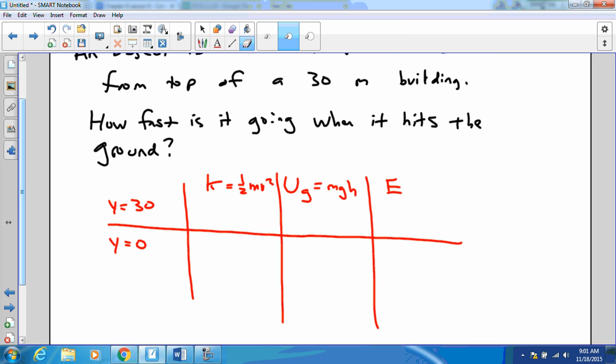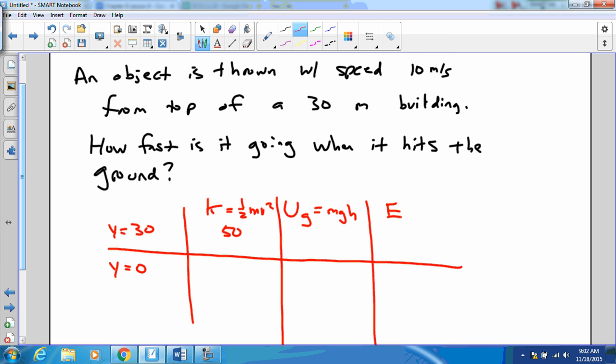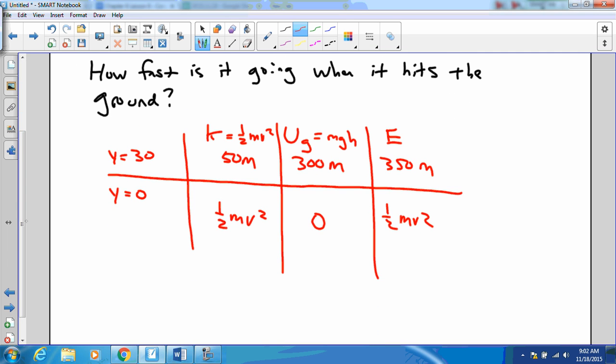When I do this, I get 50 m. That's 1/2 of 10 meters per second squared times m. And here I get 300 m, mgh. Down at the bottom, I get 1/2 mv squared and 0. Add them up to get the totals. Now, energy before has to equal energy after, and my equation pops right out of the table. 1/2 mv squared equals 350 m.